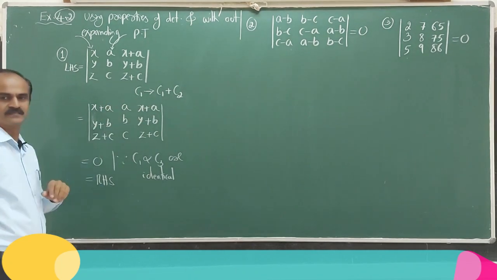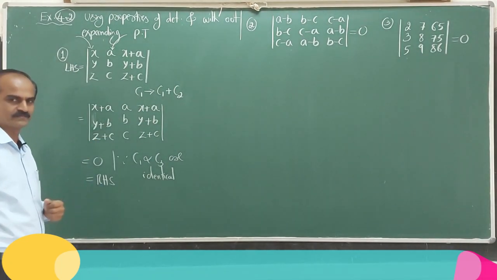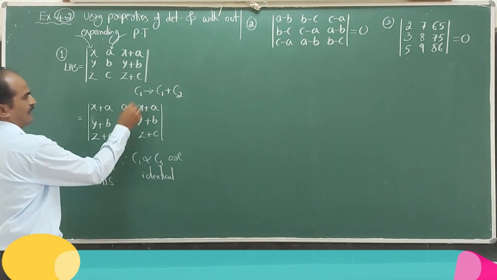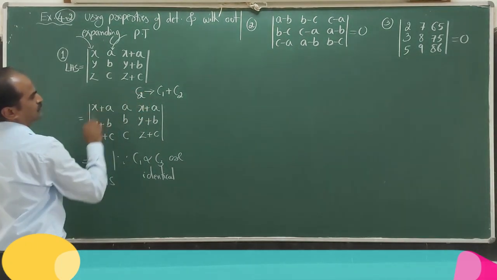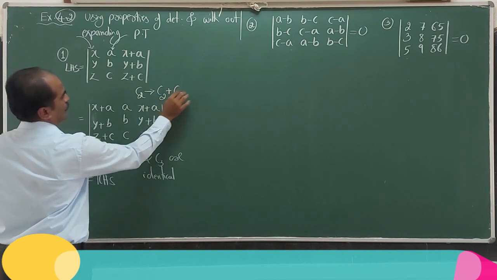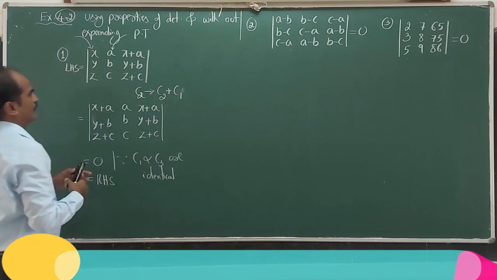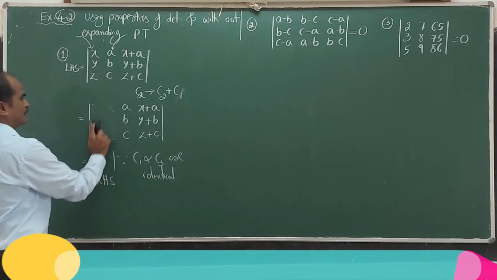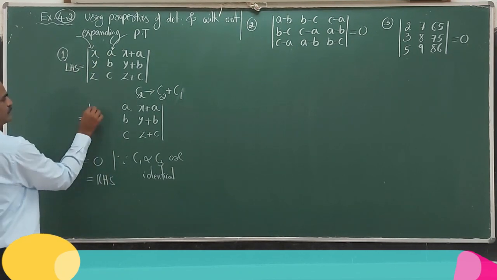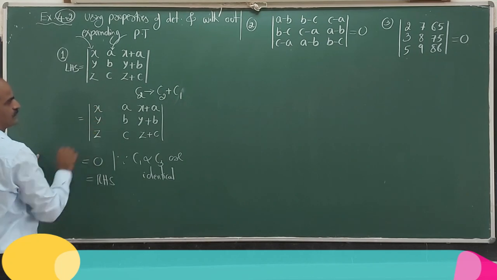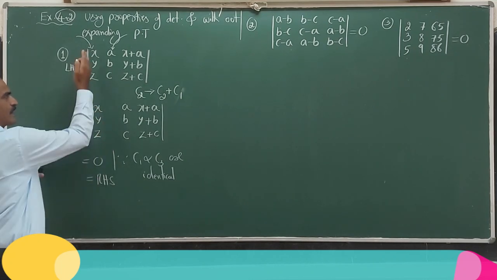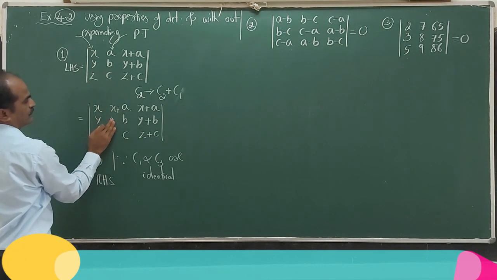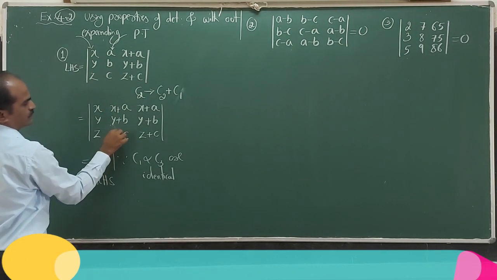Now, let me answer this question in another way. Instead of this operation, I write column 2 changes to column 2 plus column 1. I am adding column 1 elements to column 2. Now the first column elements will be as they are: x, y, z. What about the second column elements now? We are adding the first column to the second column, so you will get x plus a, y plus b, z plus c.